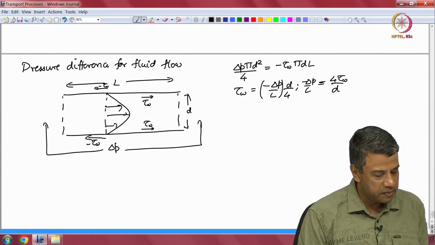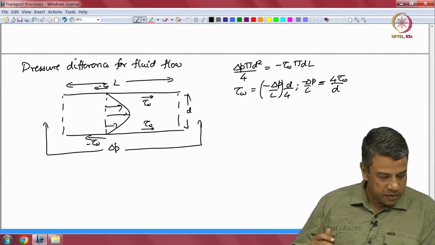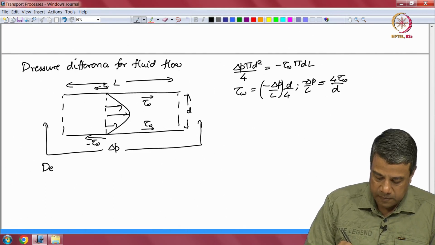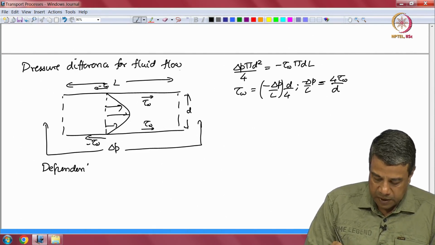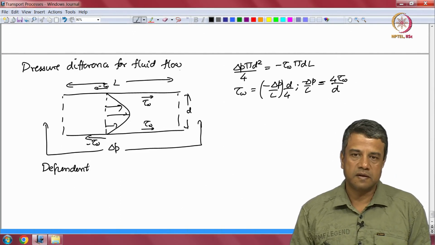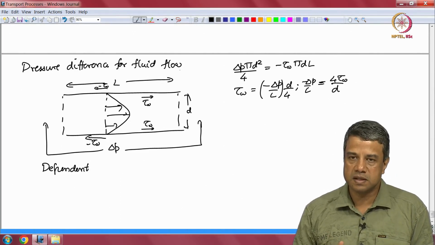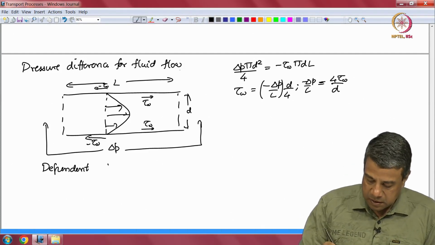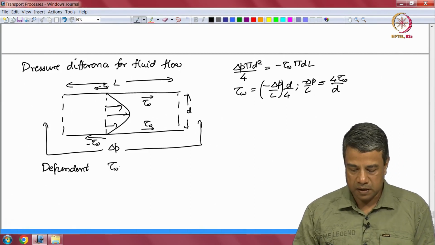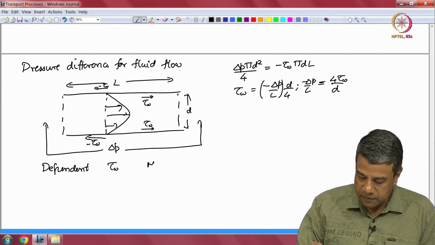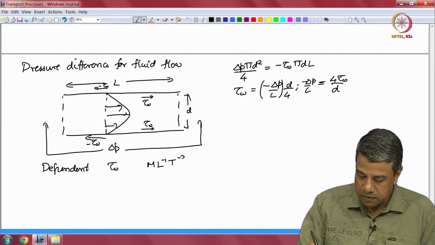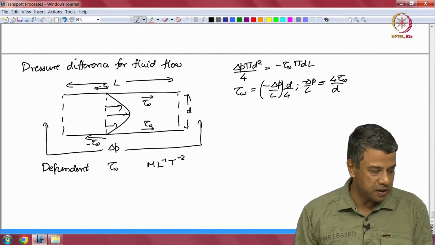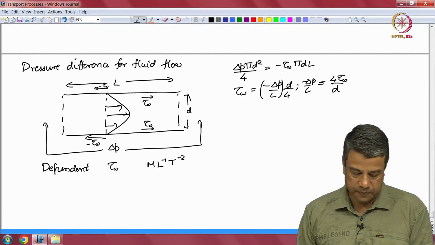Now, how do we determine this from dimensional analysis? From dimensional analysis, the dependent quantity, what we want to calculate, is the pressure difference or the wall shear stress, because the wall shear stress and the pressure difference are related by a force balance. I will just take the wall shear stress as the dependent quantity. This has dimensions of M L inverse T power minus 2. Force per unit area: force is M L T power minus 2, so force per unit area is M L inverse T power minus 2.